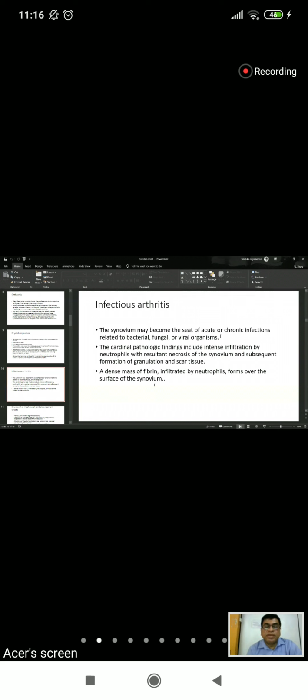The cardinal pathologic findings include intense infiltration of neutrophils, which results in necrosis of synovium and formation of granulation scar tissue. So you get a dense fibrin infiltration by neutrophils that forms over the surface of the synovium.